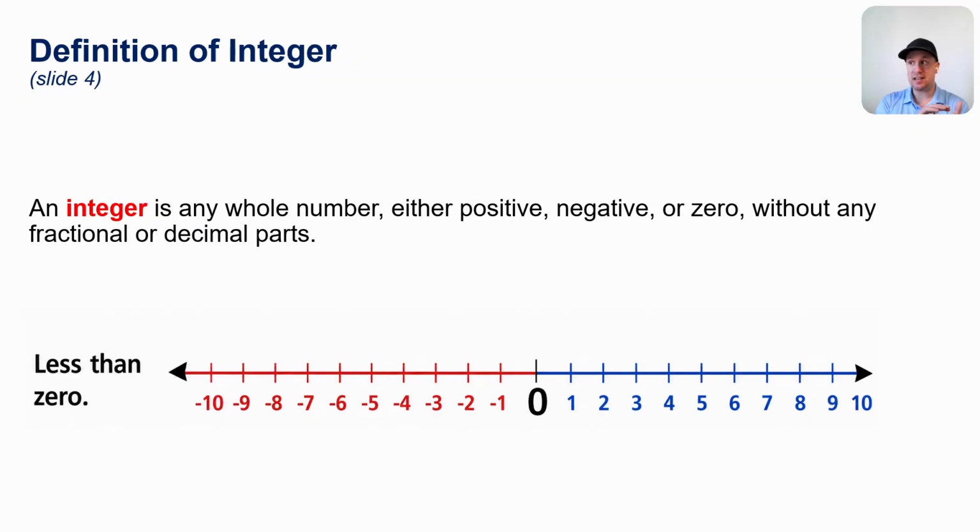Then looking at the definition of an integer, it is any whole number, either positive, negative, or 0, without any fractional or decimal parts. So we're specifically looking again at +1, +2, +3, +4, all those whole numbers on the positive side of the number line, and -1, -2, -3, all the negative whole numbers on the number line.